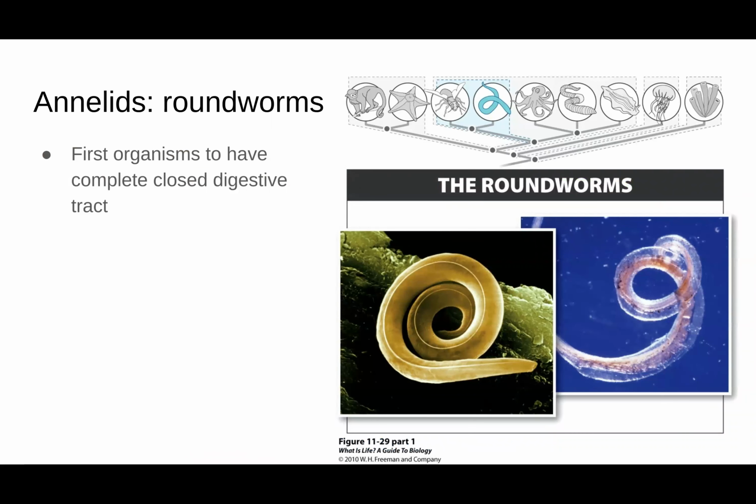And then finally, we have our roundworms, and these are the first organisms to have a completely closed digestive tract. And what do I mean by that? It means they have a mouth and a butt. That's what that means.